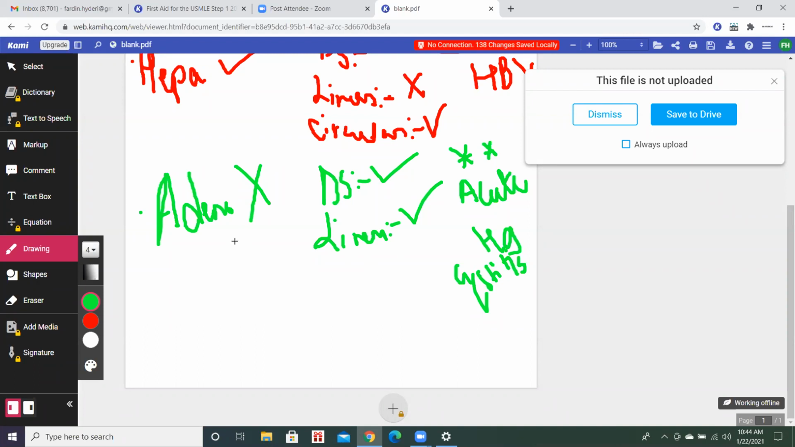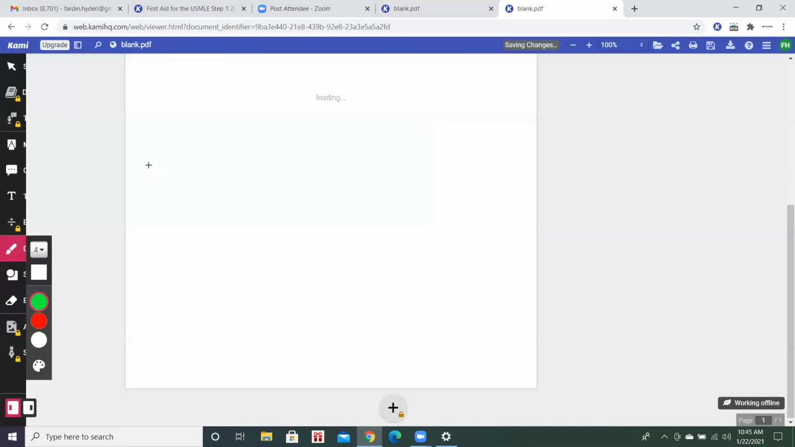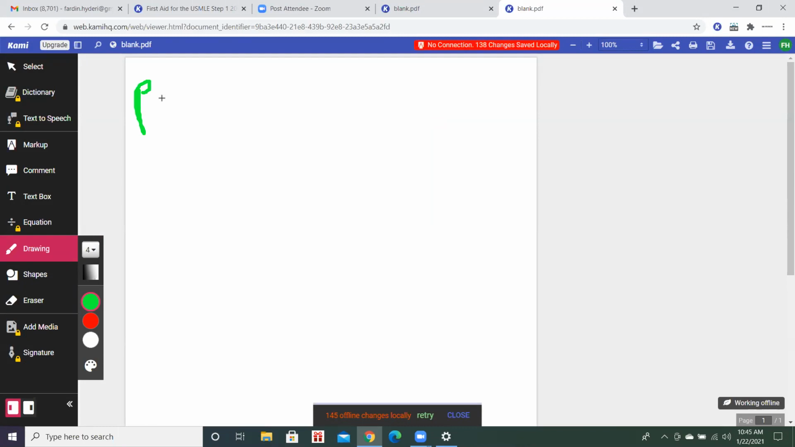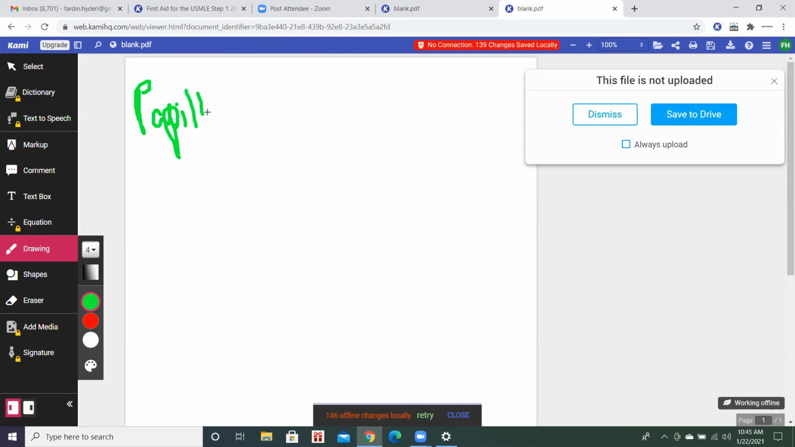Okay, next one that I want to talk about is HHAP. We talked about one P, that is pox. Another one that I want to talk about is papilloma. Papilloma virus. Is it enveloped or not enveloped?